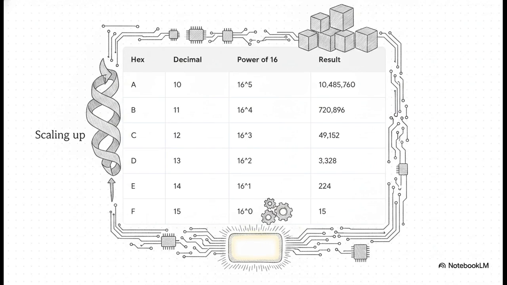Say our hexadecimal code is A, B, C, D, E, F. Since it's base 16, the letters A through F actually represent the values 10 through 15. Now look at how quickly this scales up. Starting from the right, the letter F, which represents 15, is multiplied by 16 to the power of 0. That's just 15. But by the time we reach A all the way on the far left, we're multiplying its value of 10 by 16 to the power of 5. When we add all those results together down at the bottom, the seemingly simple 6-letter code ABCDEF translates into a massive decimal number of over 11 million, specifically 11,259,375. It beautifully illustrates just how densely packed these hexadecimal codes really are.